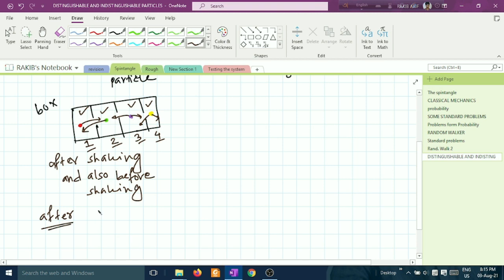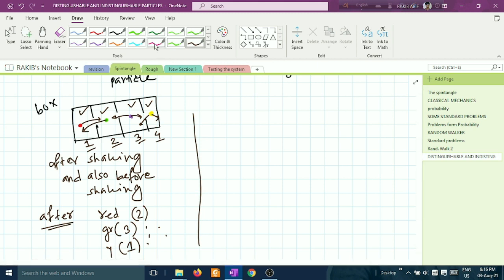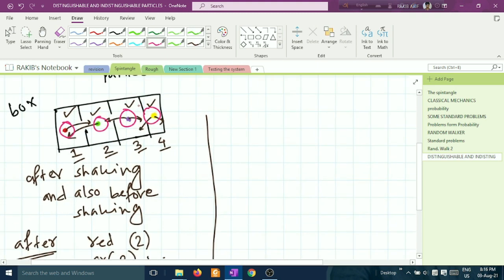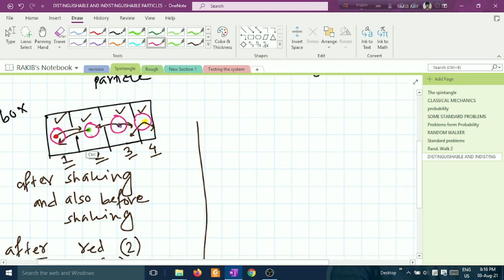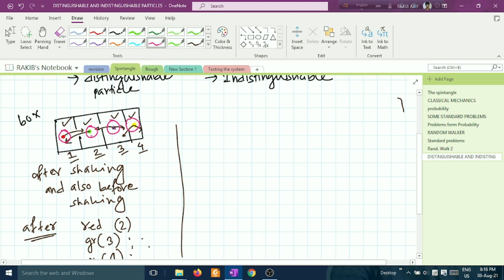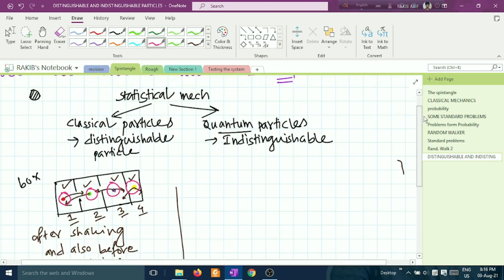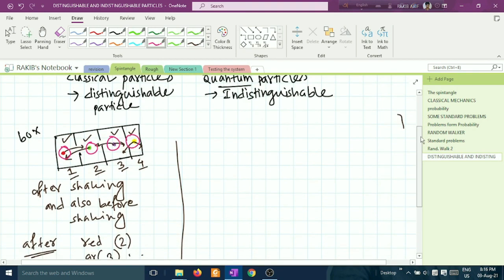After shaking, the red ball can go to compartment 2, the green ball can go to compartment 3, the yellow ball can go to compartment 1, and the violet ball can go to compartment 4. This is called distinguishable particles. A distinguishable particle can easily be distinguished from a set of particles. There are 4 particles, and you can easily distinguish them even after shaking the box. This is the property of distinguishable particles: if there is shaking or excitement in the system, you can still distinguish the particles even after the excitement is produced.